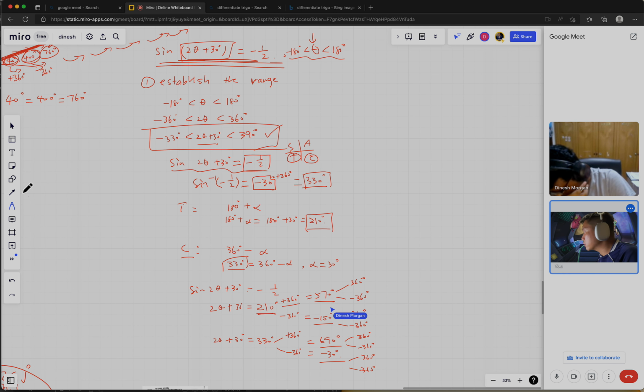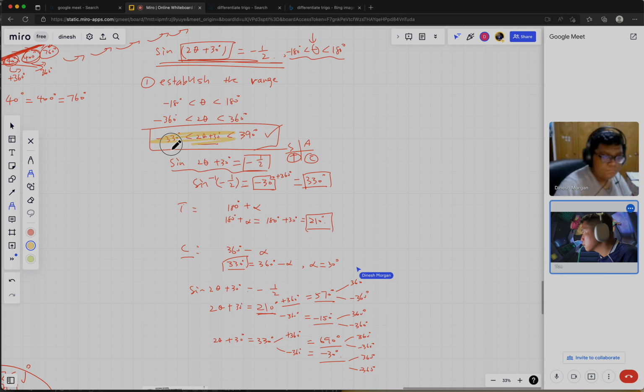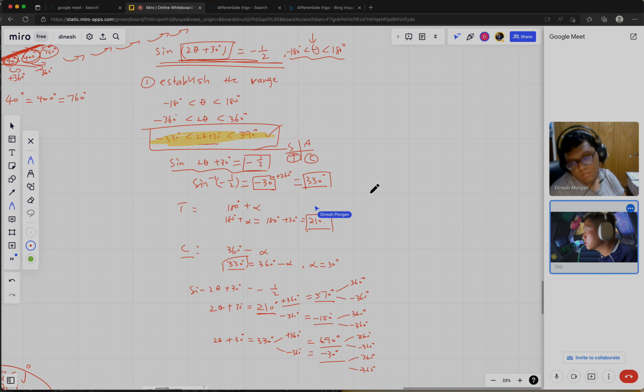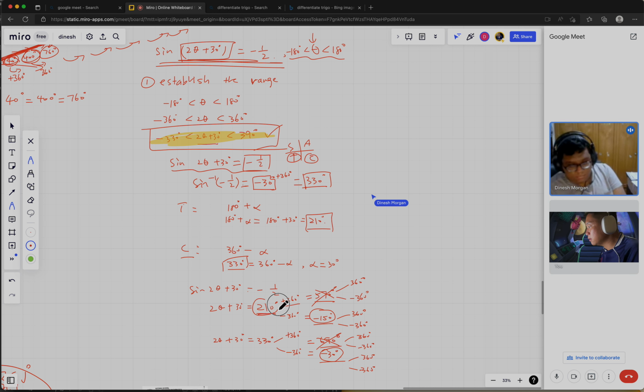So if you look at the range, this is the range. And then you can actually filter out the ones that are out of range. 570 out. Minus 150 in. 690 out. Minus 30 in. 210 in. 330 in.